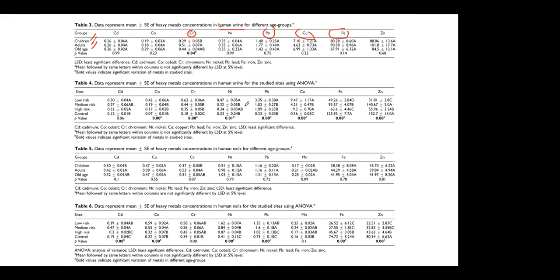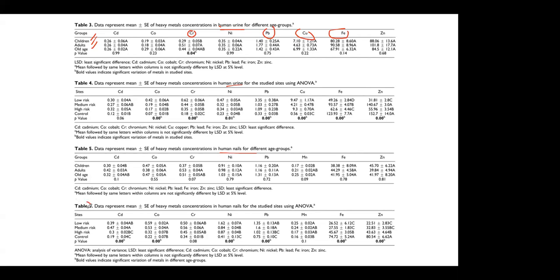So then we calculated the risk of different metals. This table showed the risk of different metals present in the urine samples. Similarly, Table 5 shows the distribution of heavy metals in human nail samples, and all the metals were not significantly distributed, but some metals like lead, iron, and zinc were higher in the nail sample as compared to the other samples.